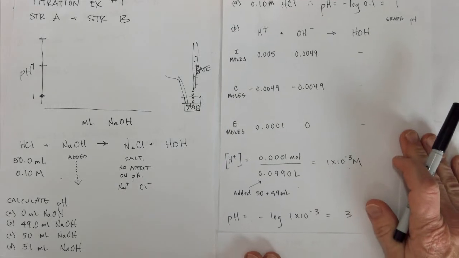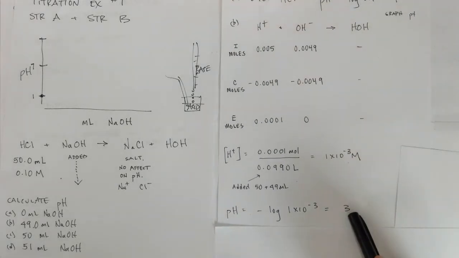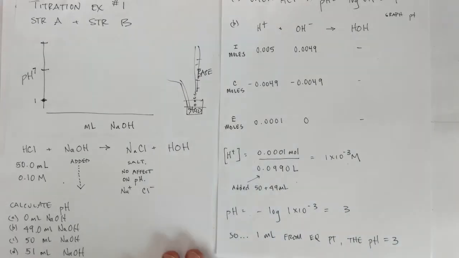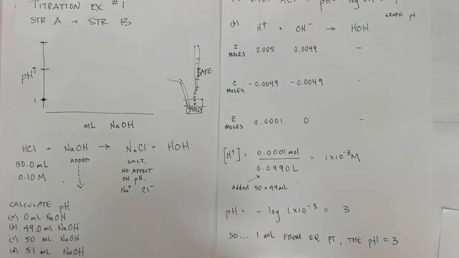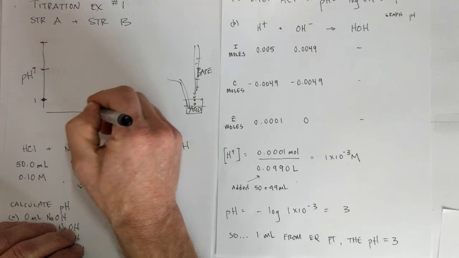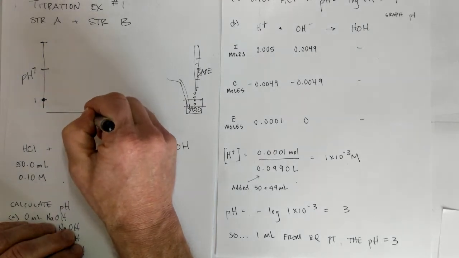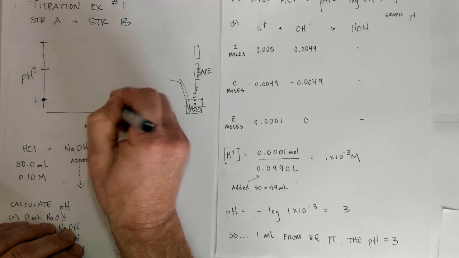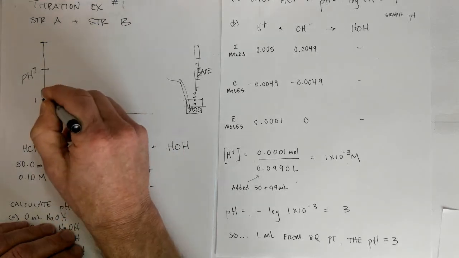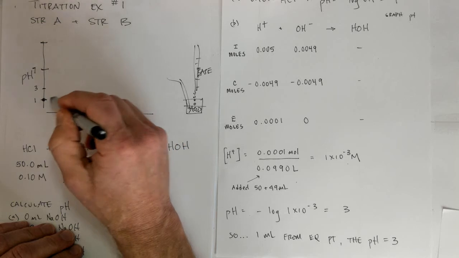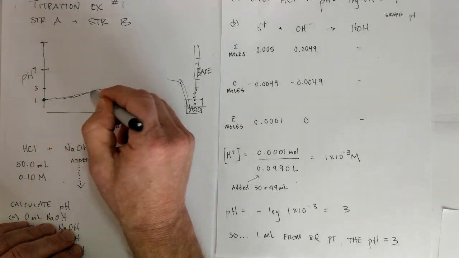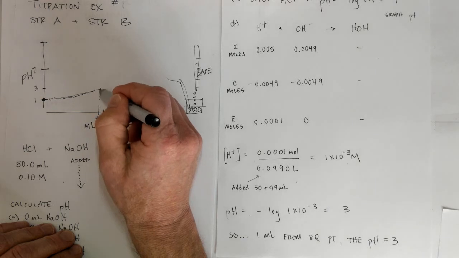Take the negative log of 1 times 10 to the negative 3, and I end up with 3 for my pH. So from 1 milliliter away from the equivalence point, the pH is 3. Following along here, let's go way over here and say this is 49. We'll make this be 50, this be 51, and my pH went all the way up from 1 to 3. Oh, that's not very much. At 49, it went from 1 to 3 right here.